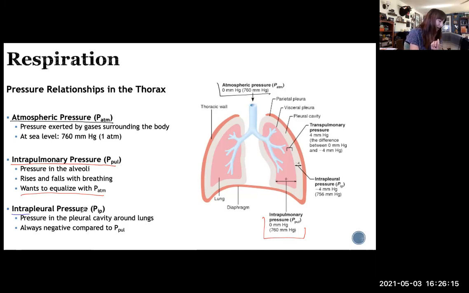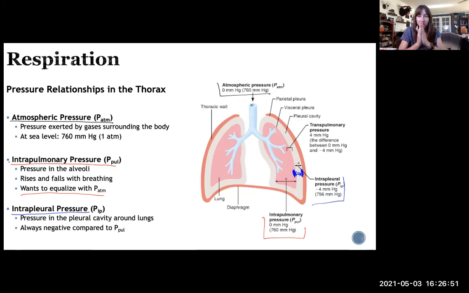The intrapleural pressure, which is the pressure in the space in between the visceral pleura and the parietal pleura, that little sliver of pleural cavity that your lungs don't take up, needs to be negative relative to your intrapulmonary pressure. It needs to be a relative vacuum. We need to have a pressure that is sucking these two surfaces towards each other.